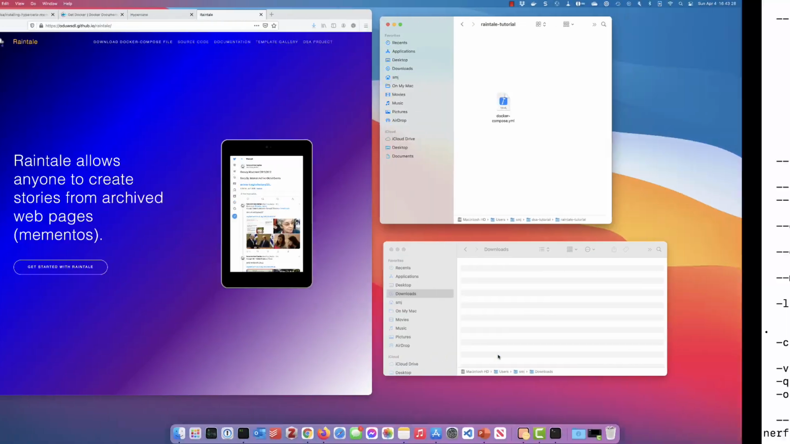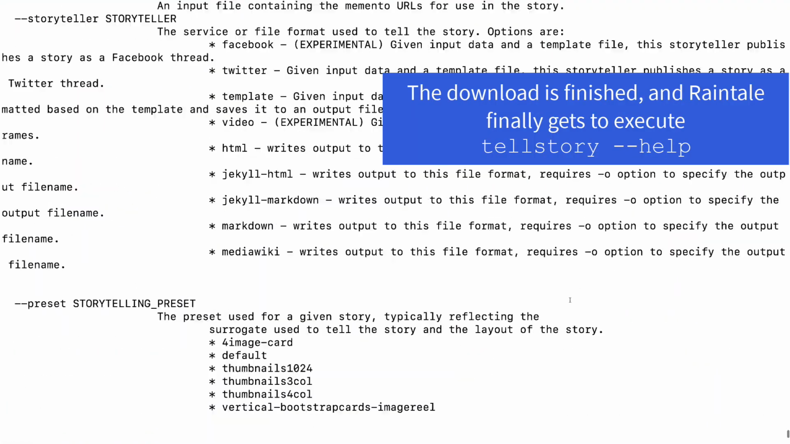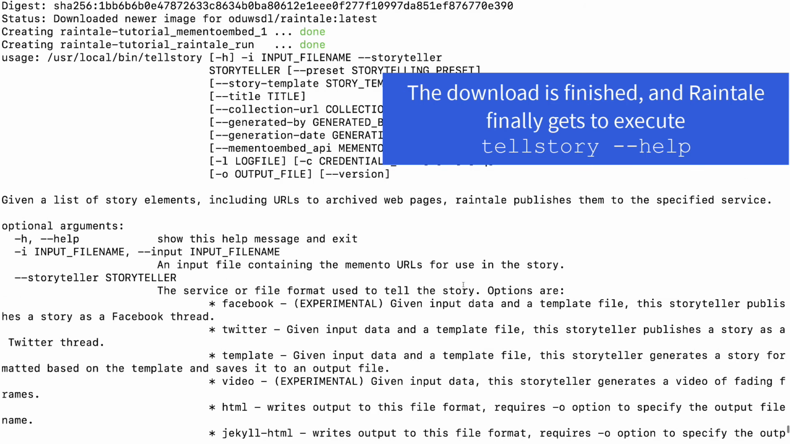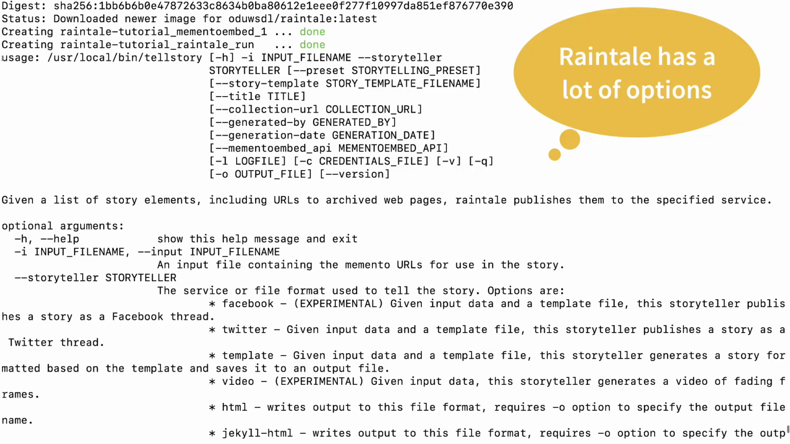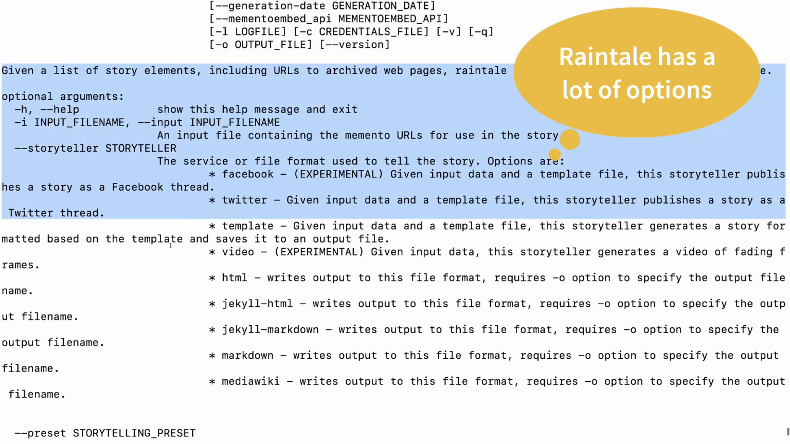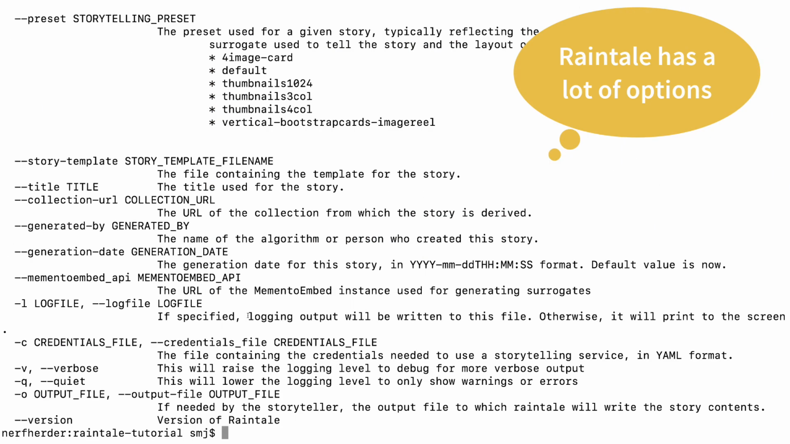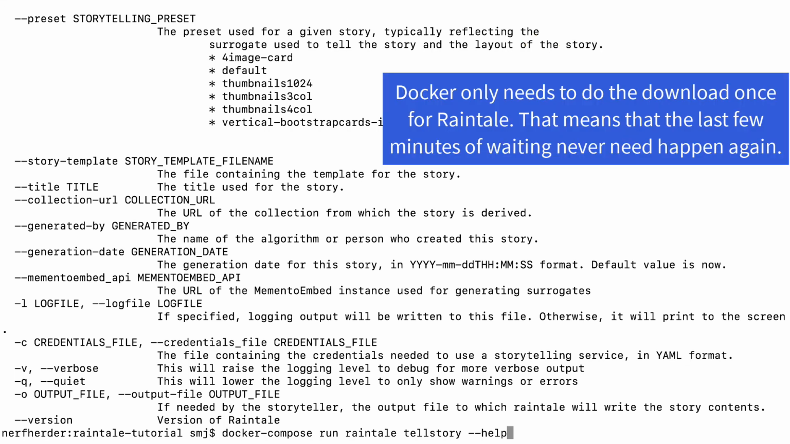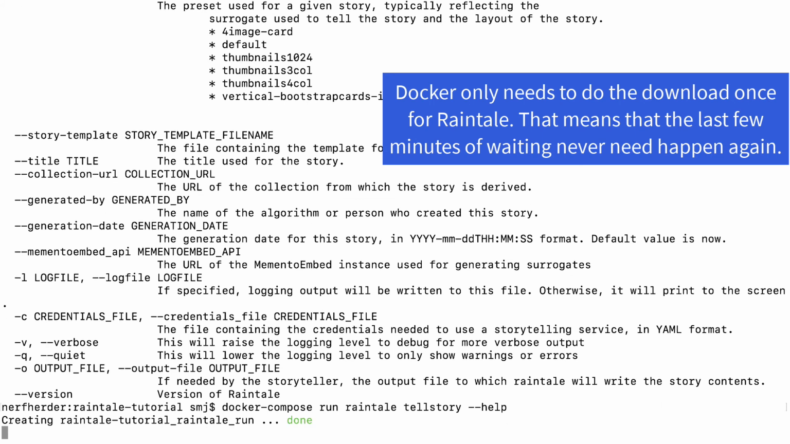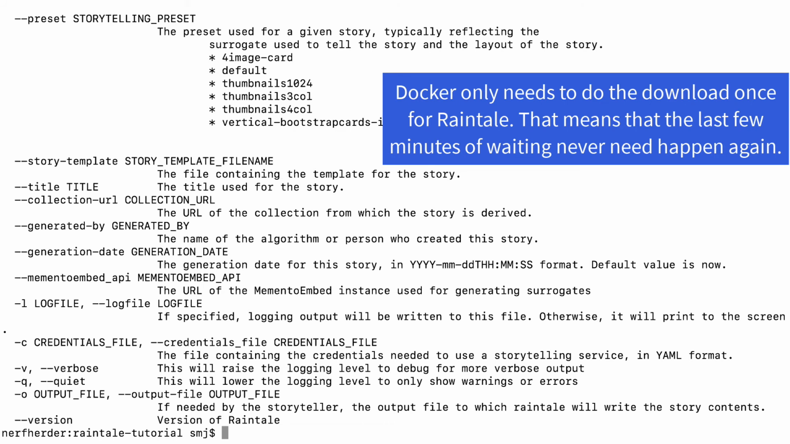So let's go ahead and see how our Raintale download's going. It's finished. So what we have here is you see a usage statement telling you how to run Tell Story, and information here on all the different options. But you'll note, just like last time, if we go ahead and run Docker Compose the second time on Raintale, we just get the help. We don't get the downloads or anything because it's already on your computer.